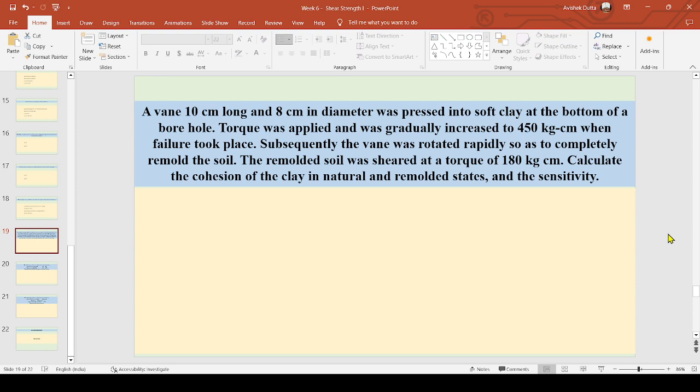It has to be remembered that in clay the cohesion is the integral part of the shear strength, because clay is a cohesive soil. The angle of friction in case of clay is 0.